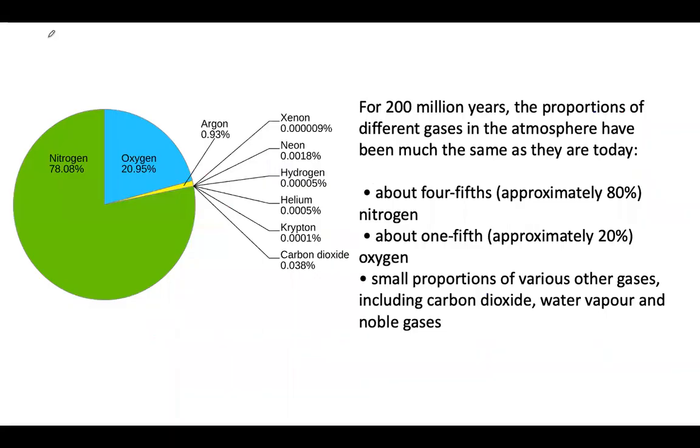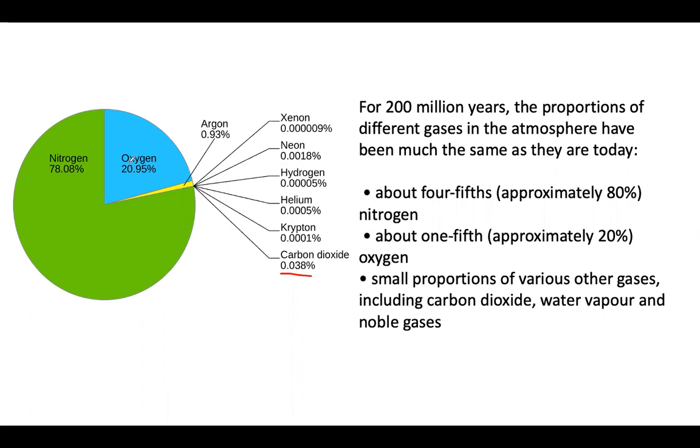So as you can see, compared to now, the concentrations of gases has changed a lot. So remember, the atmosphere used to be made of mostly carbon dioxide, and now it's only about 0.038%. It is increasing, of course, though, with the greenhouse effect and global warming.